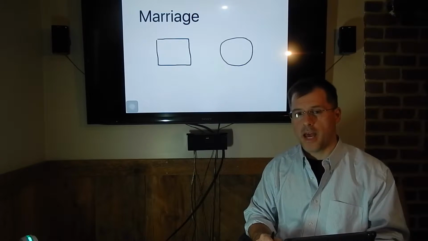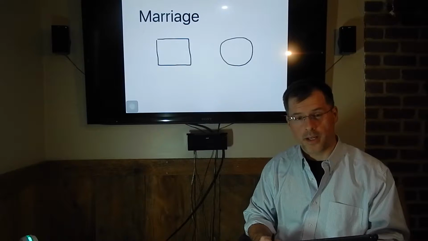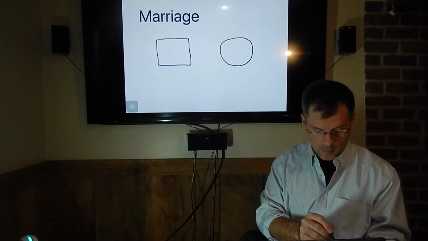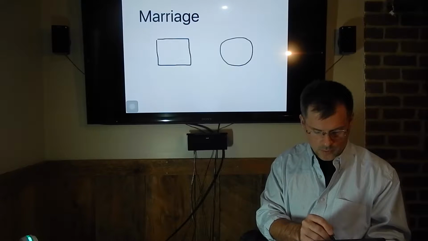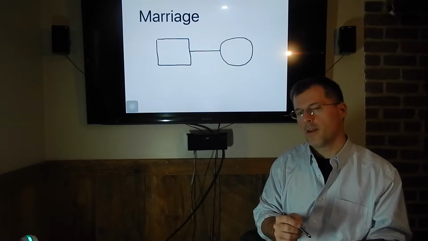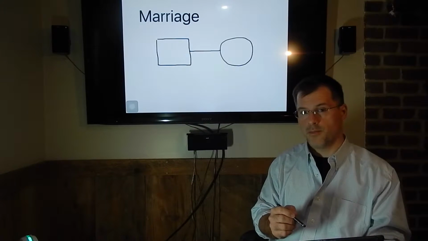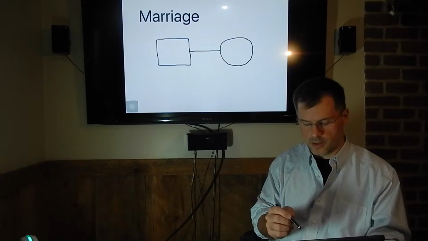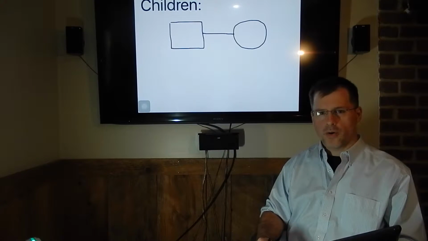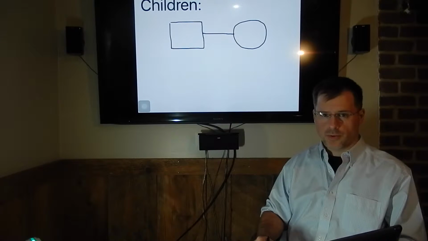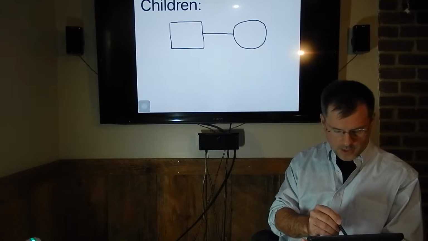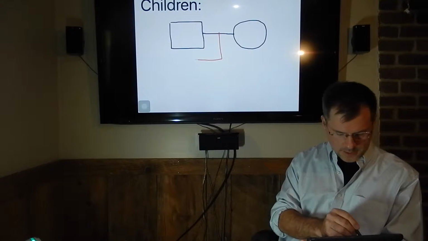Now, let's say we have a man and a woman who want to get married. We show that on a pedigree by connecting the male box and the female circle with a line, just like that. They're married. Now, if this married couple decides to have children, we need to show that on our pedigree as well. The way we show that parents have children on a pedigree is by drawing some lines from their marriage line down like this.